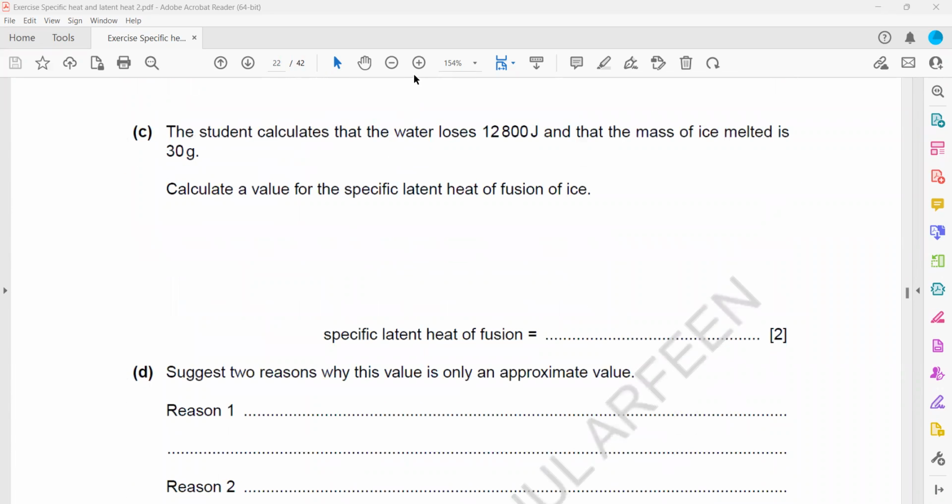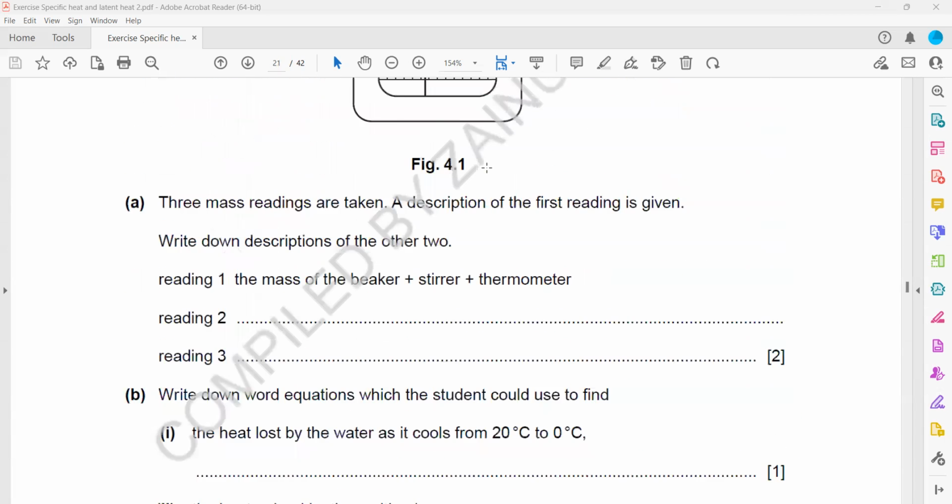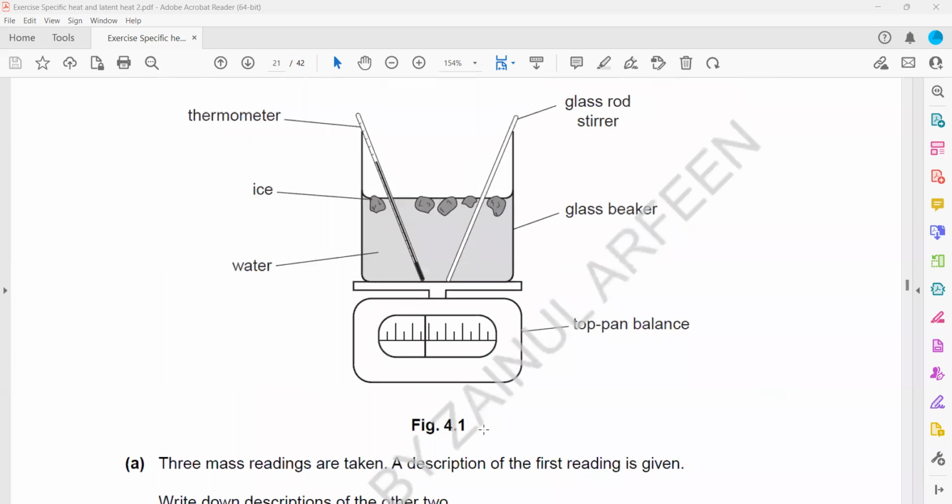For the latent heat of fusion, you have the energy and you have the mass, so you can work out the latent heat. Whenever there's a change in state, energy is mass into latent heat. You just divide and you will get the latent heat. Now give 2 reasons why the value is only approximate, why this value won't be accurate when we work out the latent heat in this experiment. The previous answer was 426.6. Okay.